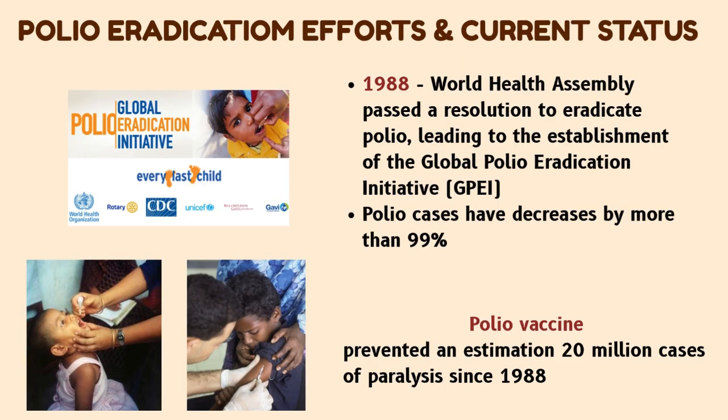Since the World Health Assembly launched the Global Polio Eradication Initiative in 1988, global polio cases have dropped by over 99%. Polio vaccines have helped prevent an estimated 20 million cases of paralysis in children.